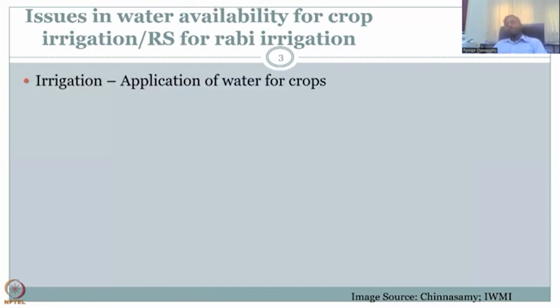Irrigation is the application of water for crops. So you can just say irrigation water. You don't have to say agriculture, because irrigation means that it is used for agriculture. So application of water for crops is irrigation. Underline the word application because you are applying. It could be sprinkler, canal, groundwater. Anything that you apply is called application.